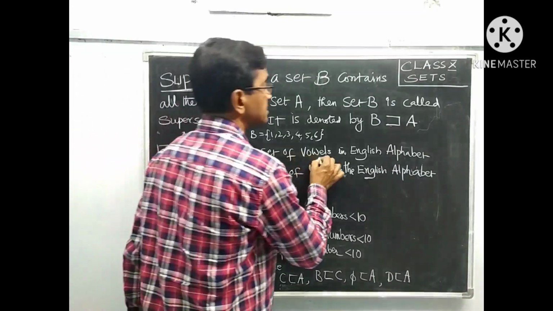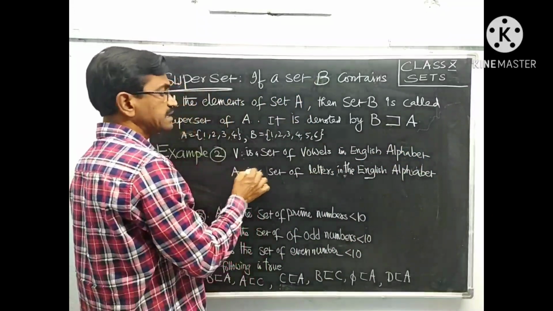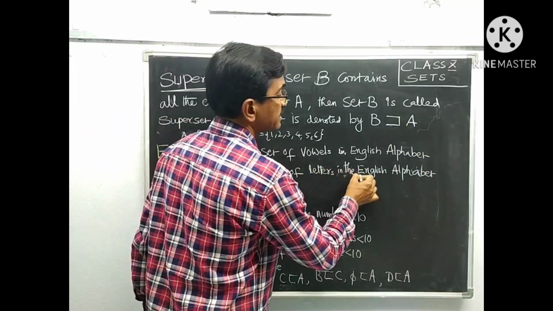Let us take an example 2. V is the set of vowels in the English alphabet. A is the set of letters in the English alphabet.